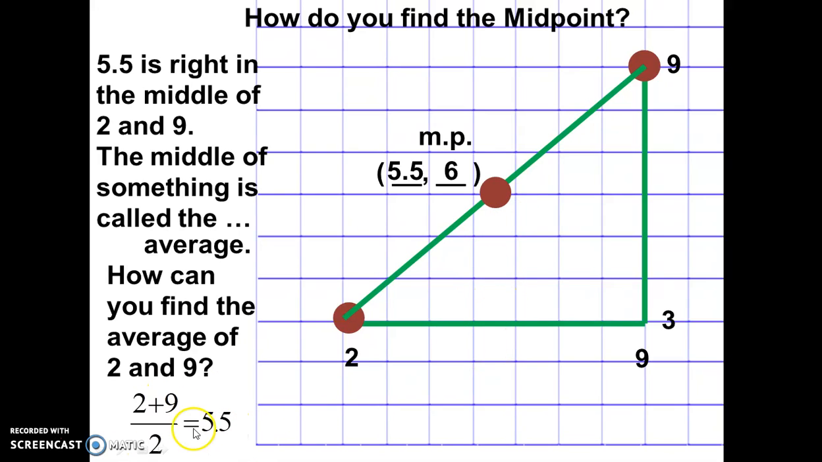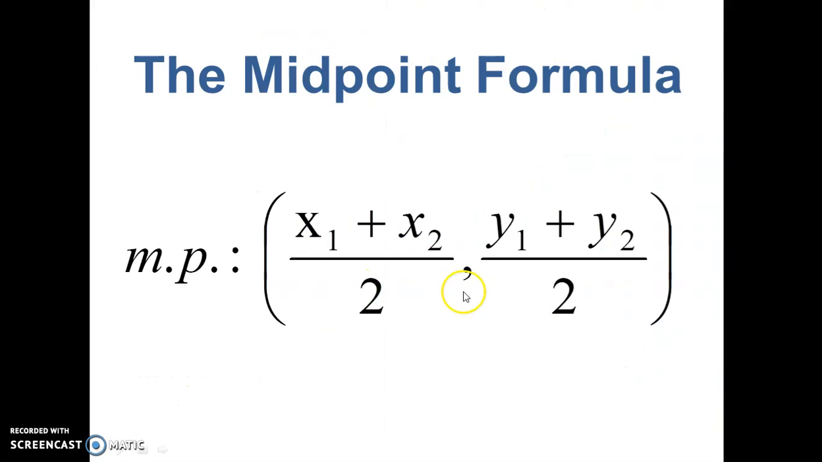And this is where the midpoint formula comes from. This is our x1 value and our x2 value. So x1 plus x2 divided by 2, so we find the average of the x values to get that middle x value. And then we find the average of the y values to find the middle y value. And the middle x and y value together form the midpoint.